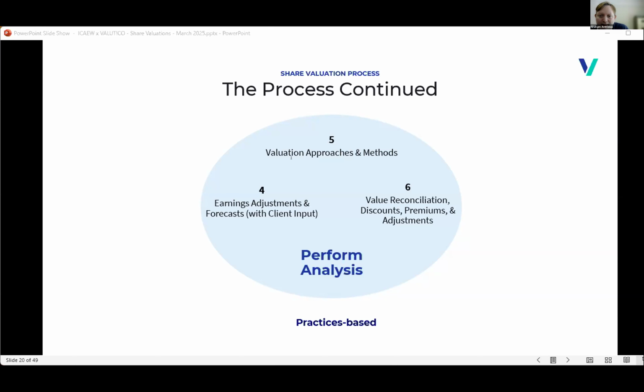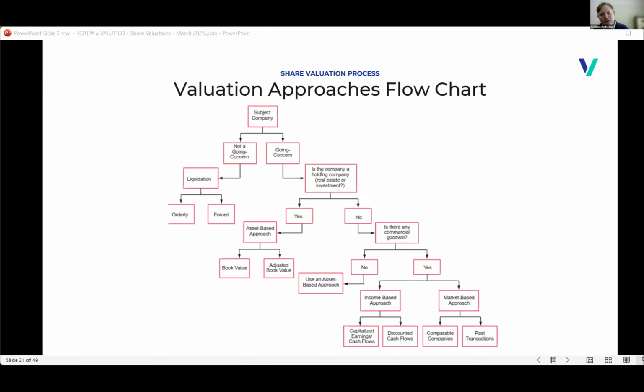I wanted to pause for a minute on this valuation approaches and methods, and this is a useful chart which really helps to outline the decision-making process for determining the appropriate method to select. What this chart does is it begins with categorizing the subject company either as a going concern, which you can see here up at the top, or not a going concern. If the company is not a going concern, the valuation will follow some kind of a liquidation approach, either an ordered liquidation or a forced liquidation, but both scenarios are going to lead us to an asset-based approach using either the book value or the adjusted book value.